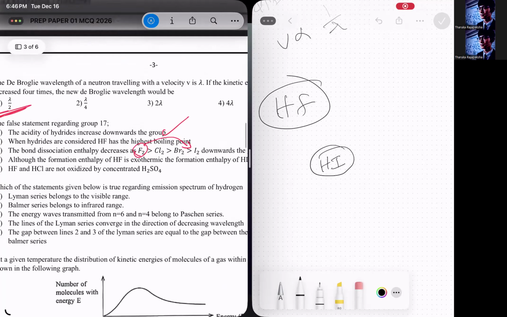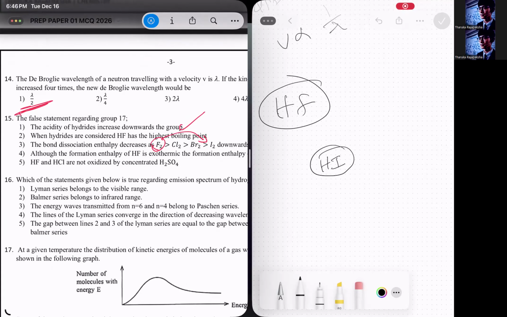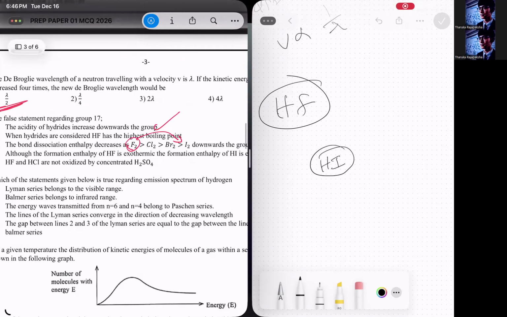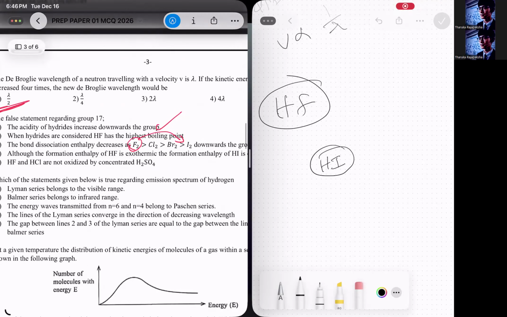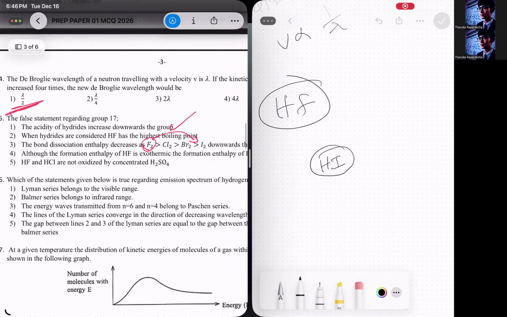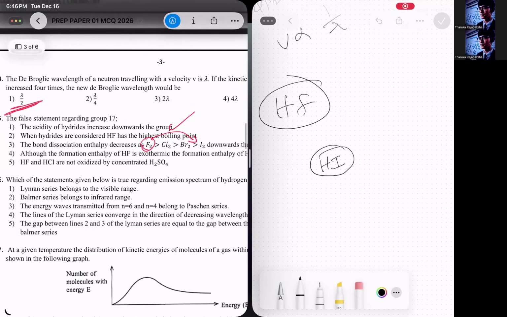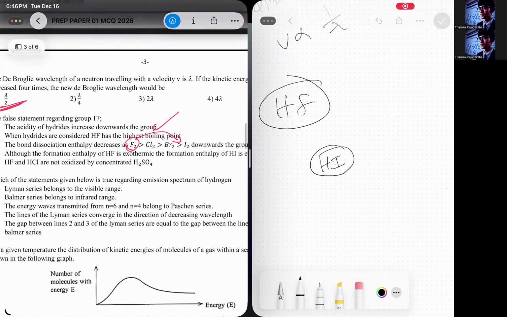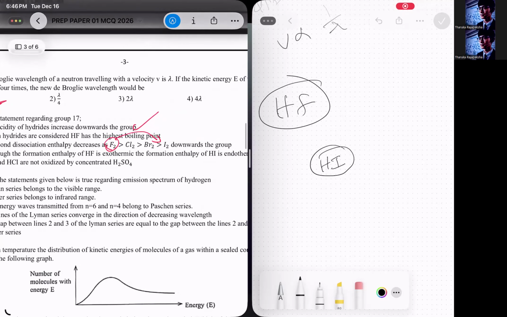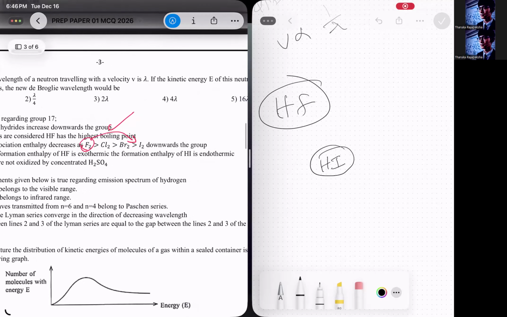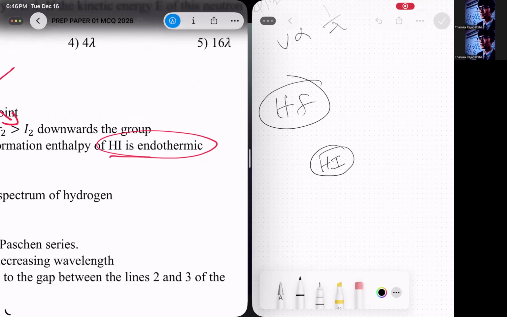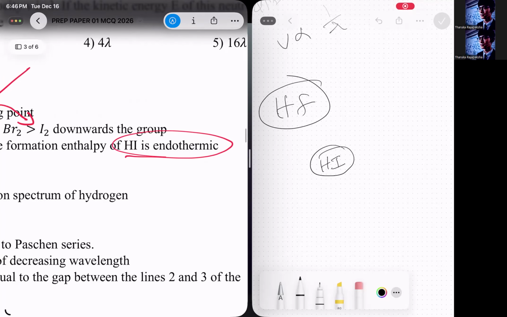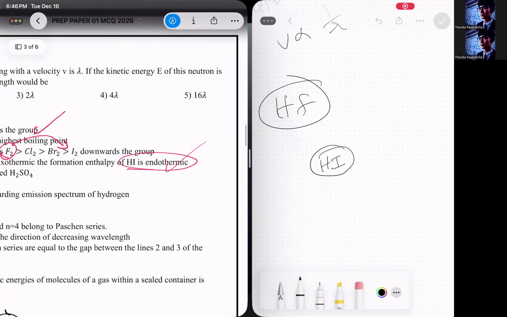Fourth one, people: although formation enthalpy of HF is exothermic, the formation enthalpy of HI is endothermic. Yes, HI, people, is a special case when it comes to formation enthalpy. We are discussing this in the energetics lesson. HI has an endothermic formation enthalpy. That's correct.